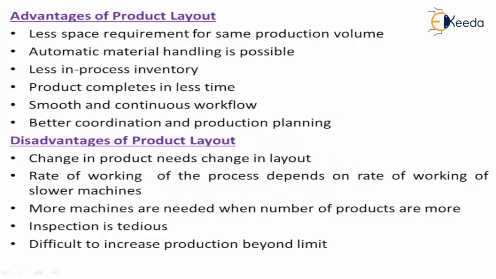But what is the advantage? Since it is kept in a single line, the space requirement is very less. Then, when you use a line layout, automatic material handling is possible. You can just use a conveyor to travel in a straight line to transfer the products. Then less in-process inventory. Then the product completes in less time, with smooth and continuous workflow. Better coordination and production planning is possible.